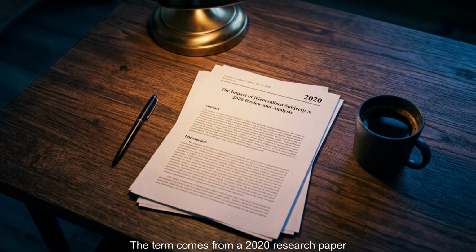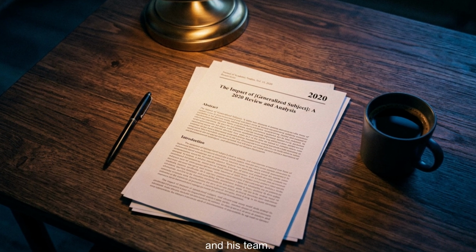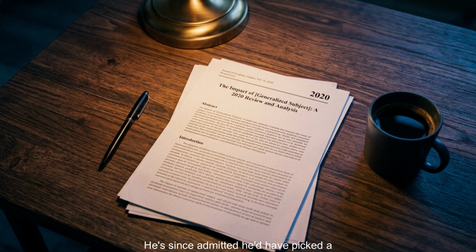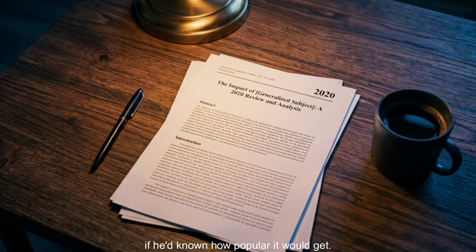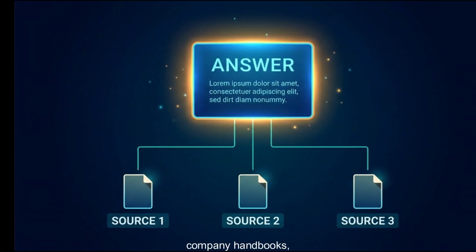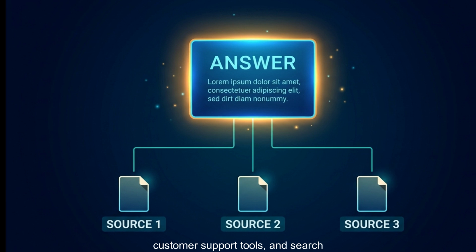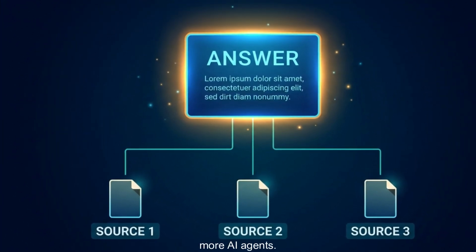The term comes from a 2020 research paper by Patrick Lewis and his team. He's since admitted he'd have picked a nicer sounding name than RAG if he'd known how popular it would get. Today, RAG powers chatbots that answer from company handbooks, customer support tools, and search assistants, and it's becoming the backbone of more and more AI agents.